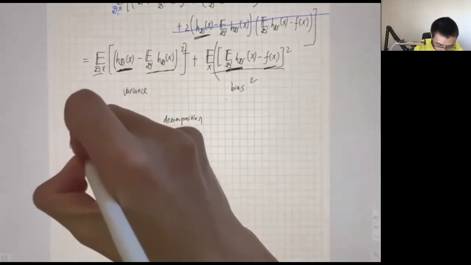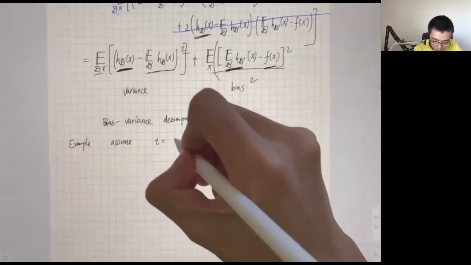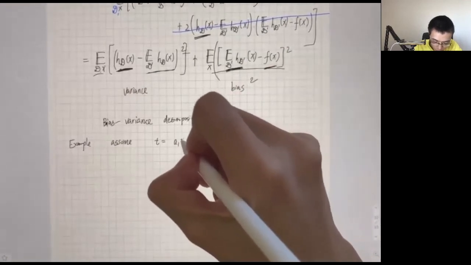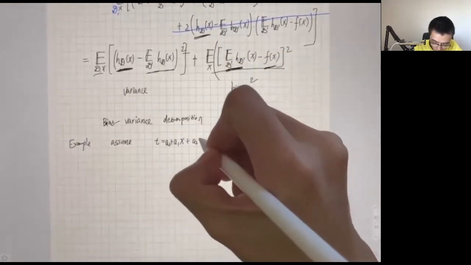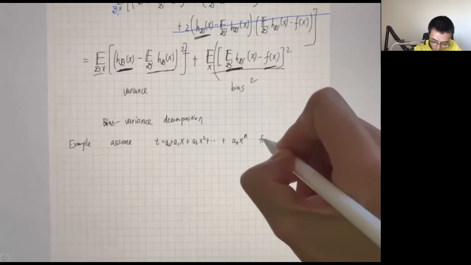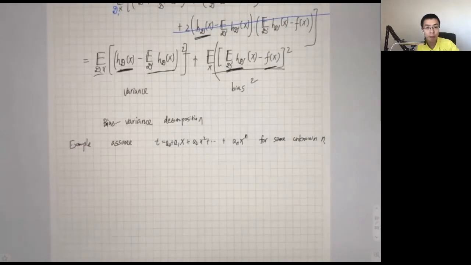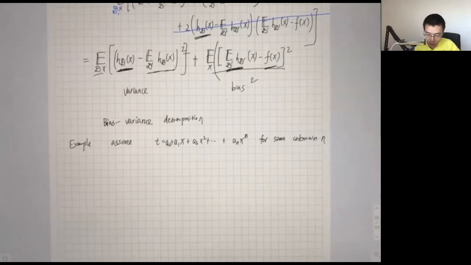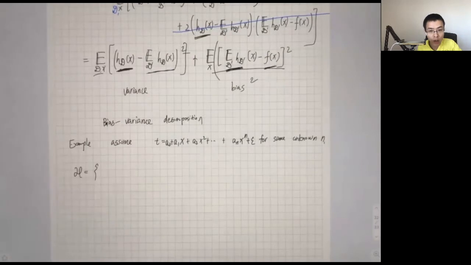Example. Assume my t is generated by some polynomial, a0 plus a1 x plus a2 x^2 plus until an x^n for some unknown n. So I assume my model is indeed generated by this, except some noise. It's zero-centered noise. Then what if my hypothesis class, for example, is a low-order polynomial?